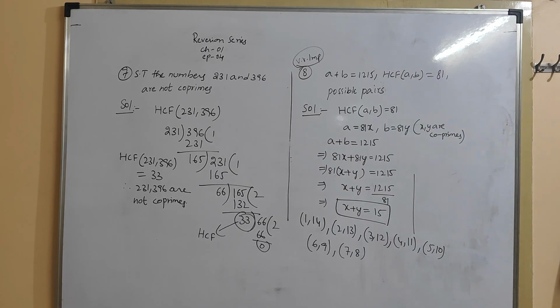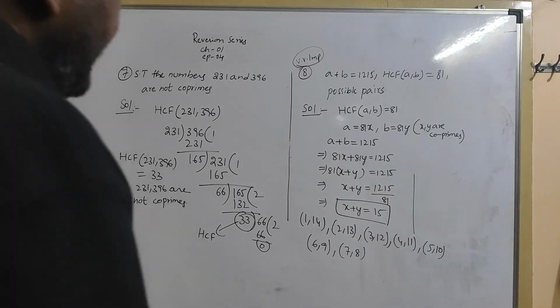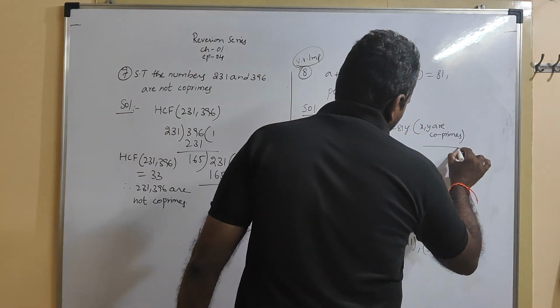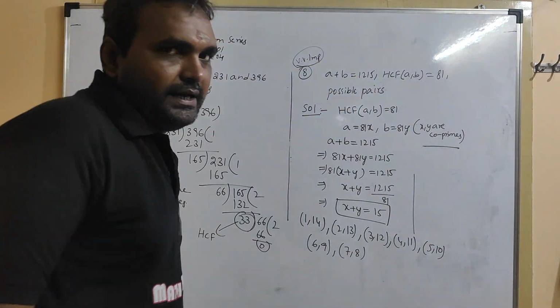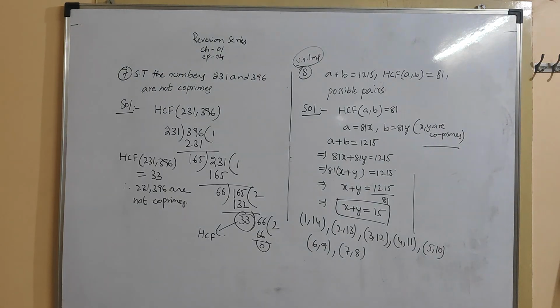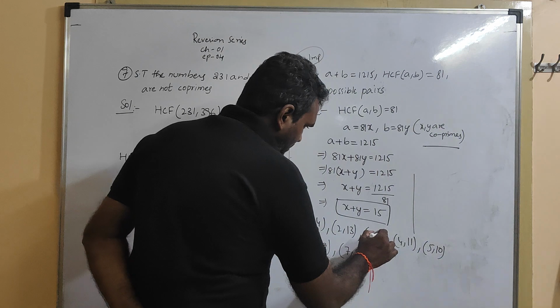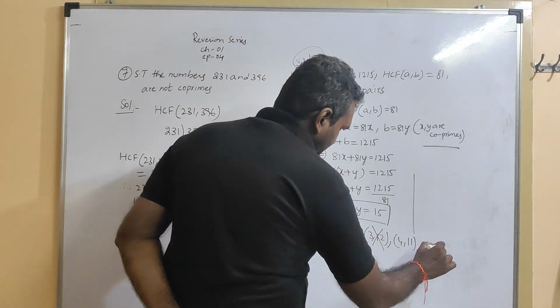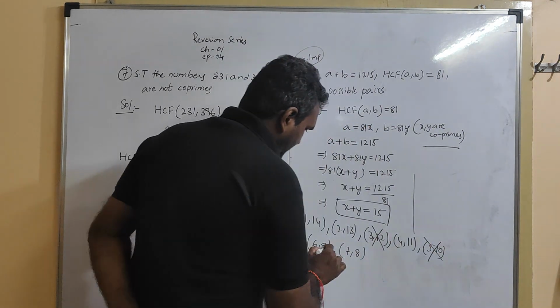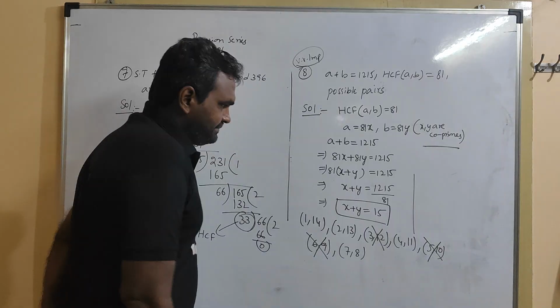If 7 is there in the option, that also you will be keeping. Then also you will be getting it wrong. Why? Because see the condition here, x and y are co-primes. If x and y are co-primes, a common factor should not be there. So this is eliminated, and this is eliminated, and this is also eliminated.